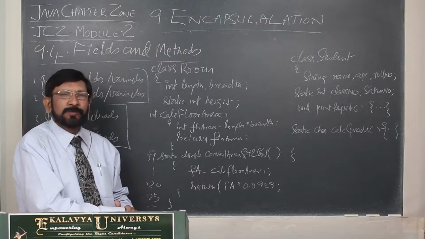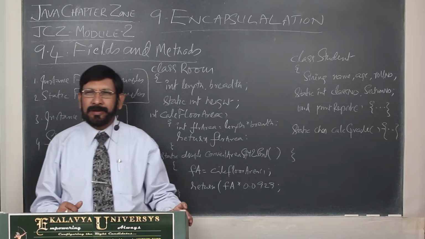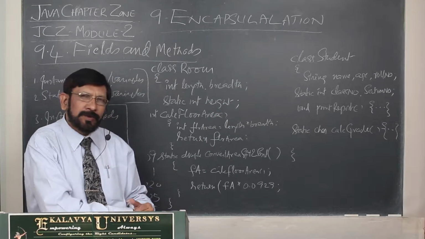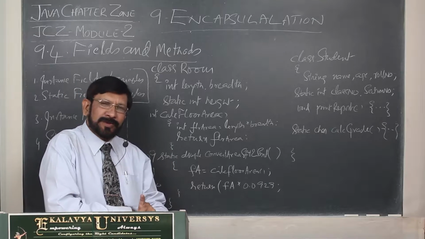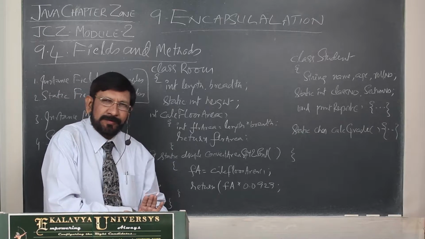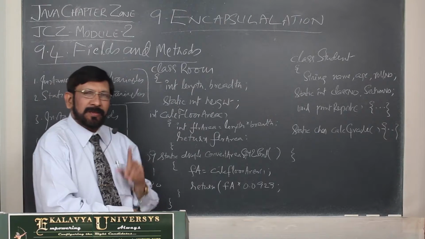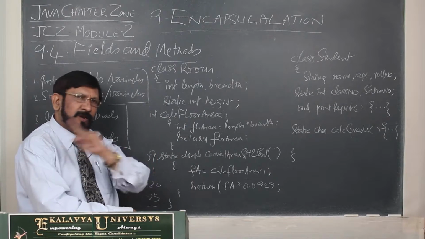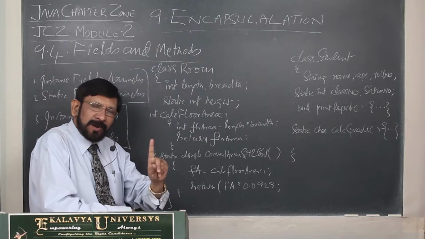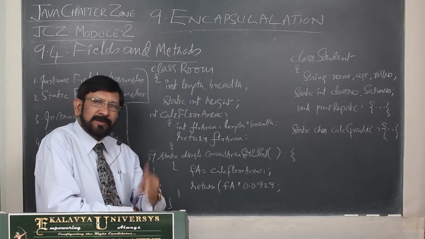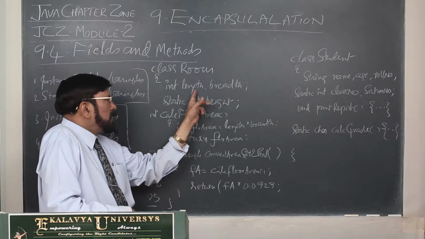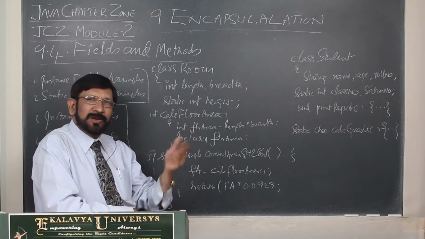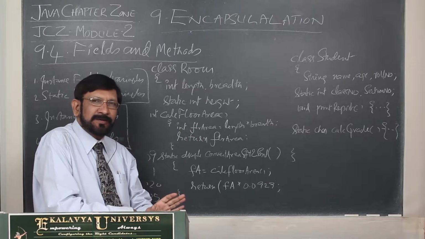Suppose 5 rooms are there. If you declare height as an instance variable, how many variables are required? 5 into 3, 15 variables. If you follow this prudency, 5 rooms, 5 into 2, 10, and for height, for all the rooms, we declare only one variable. So 5 into 2, 10 plus 1. Instead of 15, we are defining only 11. This is the prudency behind it.